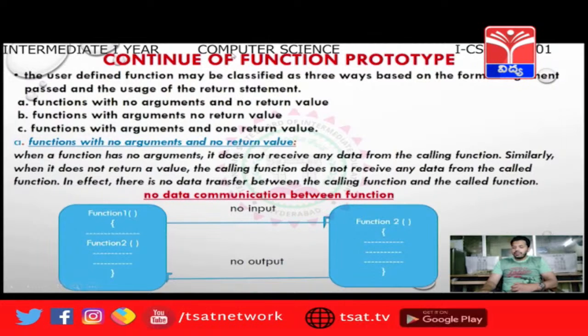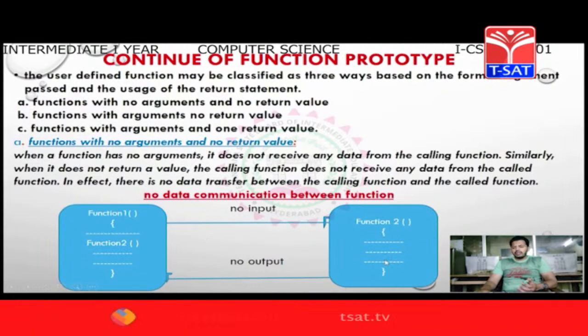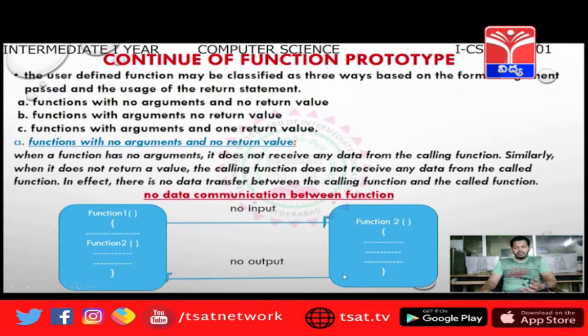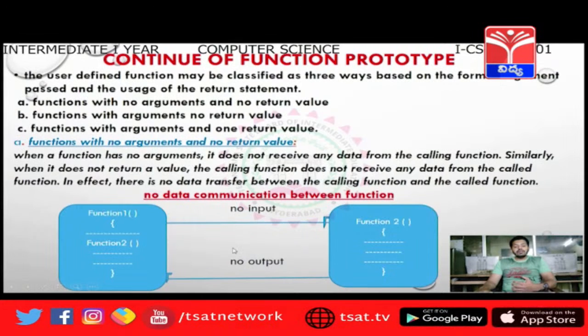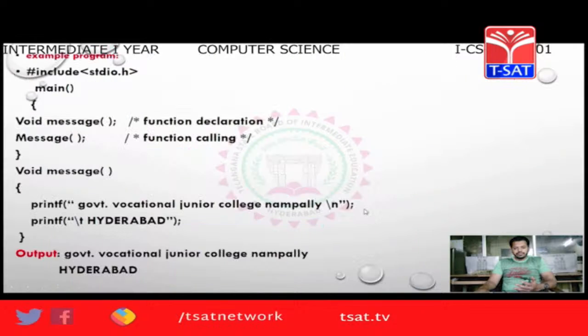If the data is not passing from function 1 to function 2, then it does not return any value. There is no output like this. If it is not receiving any value, it will not return any value to the calling function. That's why we can say it is a function with no arguments and no return value. If you are passing any value, then we can provide an argument.